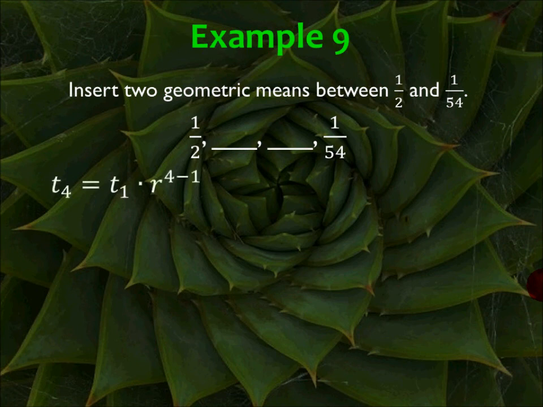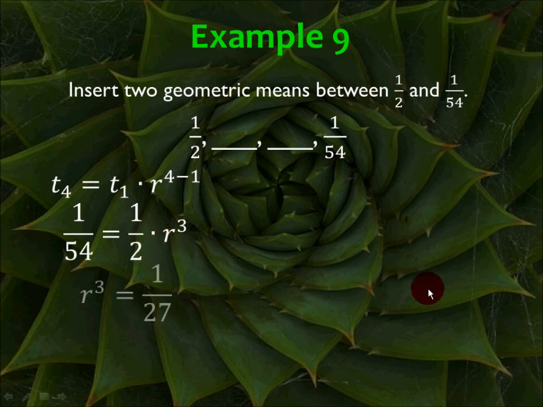Alright, so there is our formula. T4 is T1 times R cubed. So let's plug in 1/54 for T4, 1/2 for T1 times R cubed. So R cubed, after multiplying both sides by 2, is 1/27. The cube root of 1/27 is 1/3. So that gives us the ratio.